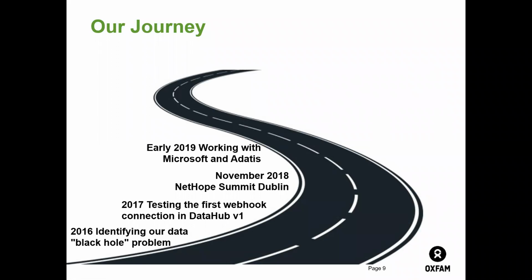So I thought I'd just kick off by recapping where we are on our journey, and take us up to some of the current steps and where we're hoping to go in the future. As you'll have heard Rick say, it was around 2016 when we realized we had this big black hole problem when it came to lots of different data entry points and no way of correlating those. And it was 2017 that we tested our first connector in the Data Hub, and used the fantastic NetHope Summit in Dublin 2018 to begin some dialogue around what are the conditions for effective artificial intelligence.